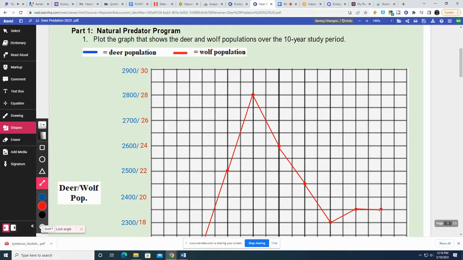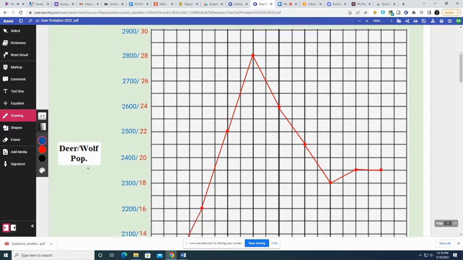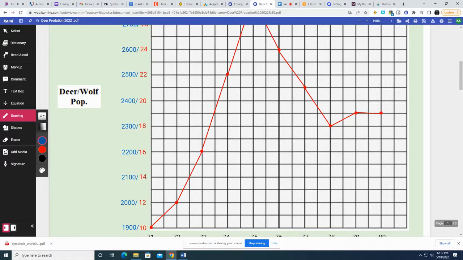And voila. All right, switching the drawing tool, going to blue. Now I'm doing the deer population. So this is a different set of numbers. 1971, there were 2,000 deer. So here's 2,000, blue. Boink. 1972, there were 2,300. So there's 2,300 right there. 1973, there were 2,500. So here's 2,500 right there.